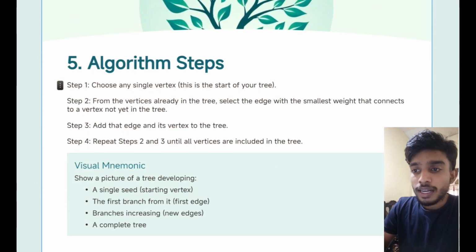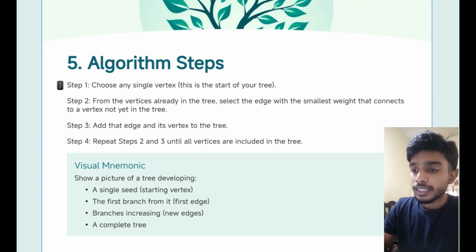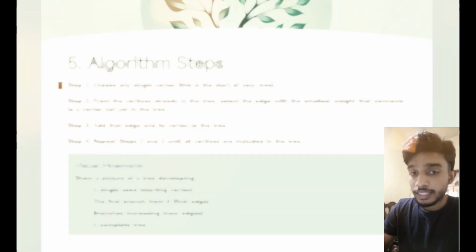Now let's talk about the algorithm steps. First step, choose any single vertex. This is the start of your tree. Second step, from the vertices already in the tree, select the edge with the smallest weight that connects to a vertex not yet in the tree. Third step, add that edge and its vertex to the tree. Last step, repeat steps 2 and 3 until all vertices are included in the tree.